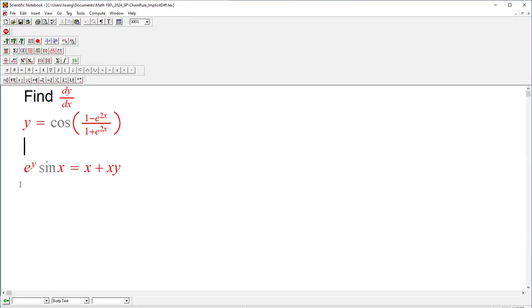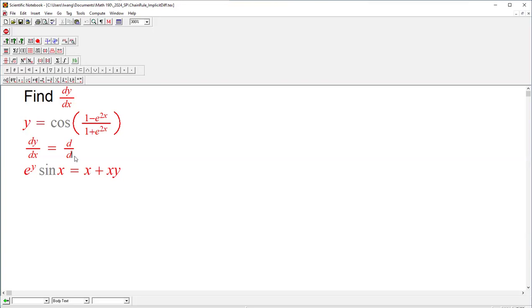We get to use chain rule. The second one, we're going to do implicit differentiation. So let's look at the first one. The first one, to get dy dx, we will apply chain rule.